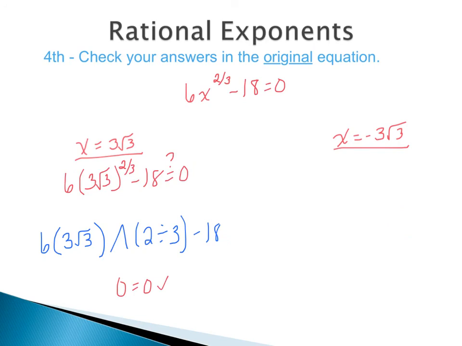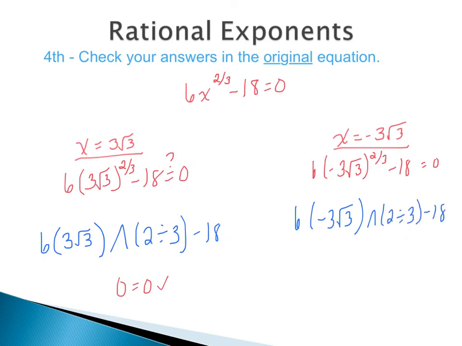Same idea then for your negative 3 square root of 3. I would have 6 times negative 3 square root of 3 raised to the 2/3 power minus 18 equals 0. From here, same thing, typing it into your calculator, you would have 6, parentheses, negative 3 square root of 3. Just make sure the negative is attached to the 3 inside the parentheses, raised to the 2/3, 2 divided by 3, minus 18. And again, hopefully you should get that 0 does end up equaling 0. So our solution set would just be 3 square root of 3 and negative 3 square root of 3.